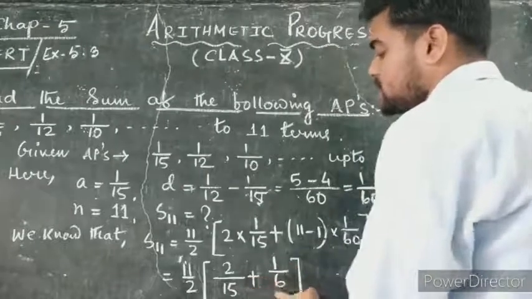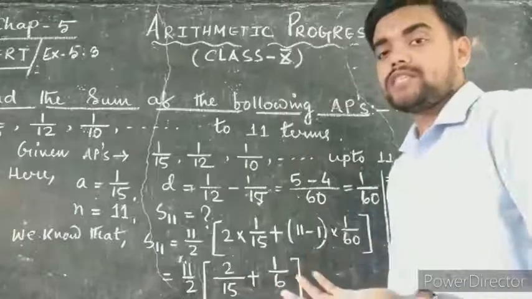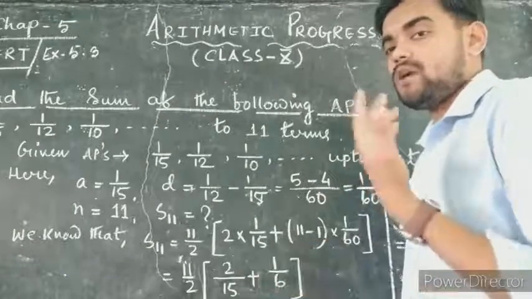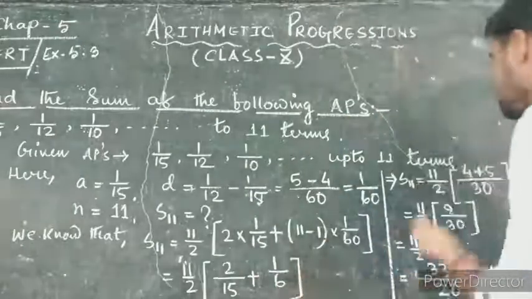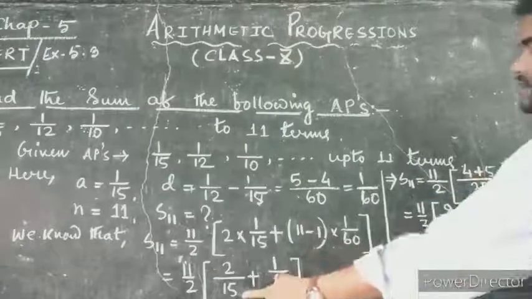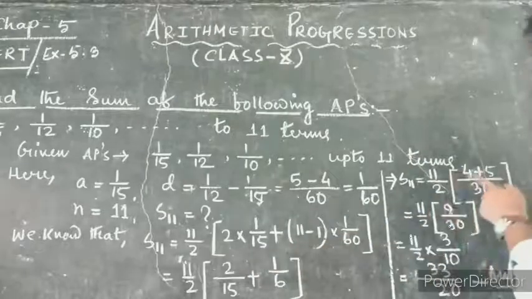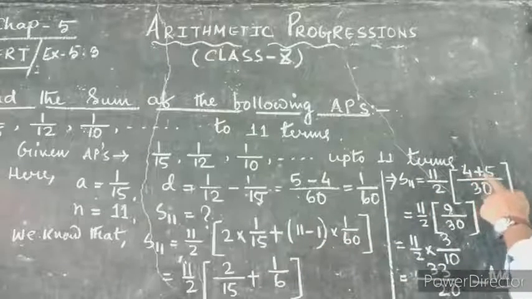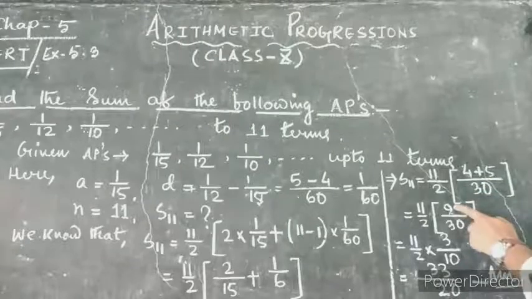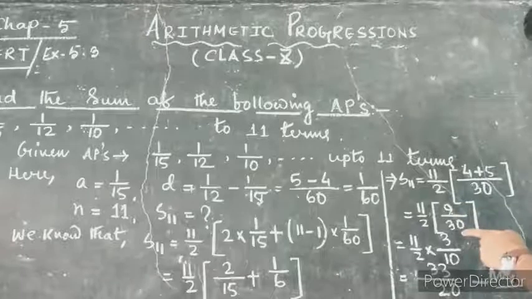Again, 15 and 6 are the denominators of these two fractions, so we take the LCM of 15 and 6. What is the LCM? It is 30. So 2 by 15 becomes 4 by 30, and 1 by 6 becomes 5 by 30. So 4 plus 5 by 30, that is 9 by 30. Now 9 and 30 cancel: 3 threes are 9 and 3 tens are 30.